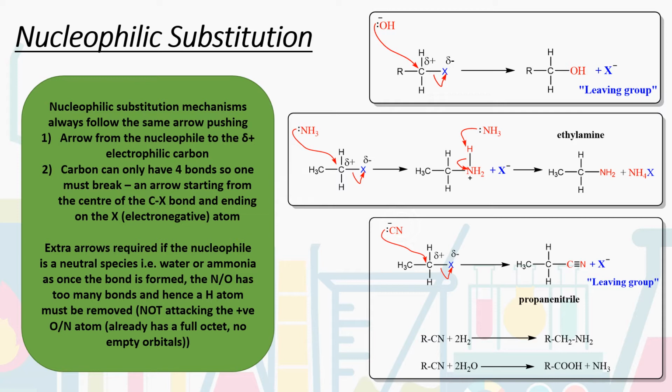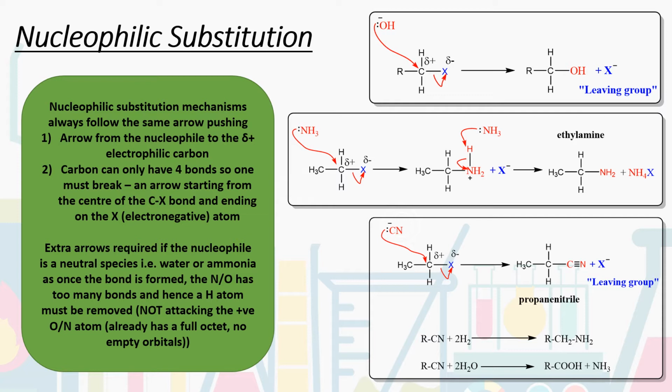So we have the same 2 arrows going from the NH3, ending up at the delta positive carbon, and then an arrow from the center of that C-X bond that we're going to break. Remember, carbon can only have 4 bonds. We're making one to the NH3, so we have to break one. We break the C-X bond, and so we have our arrow from the middle of the C-X bond ending up on the electronegative X atom. The key thing with it being a neutral nucleophile, though, is that this next species we form isn't the final product. This is a positively charged species.